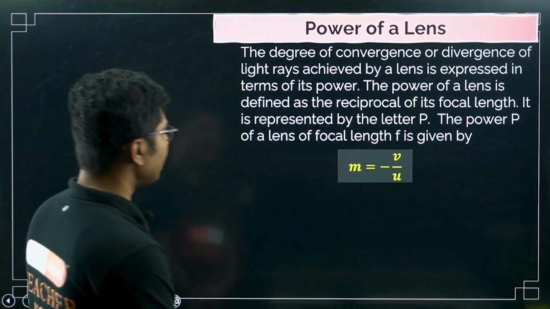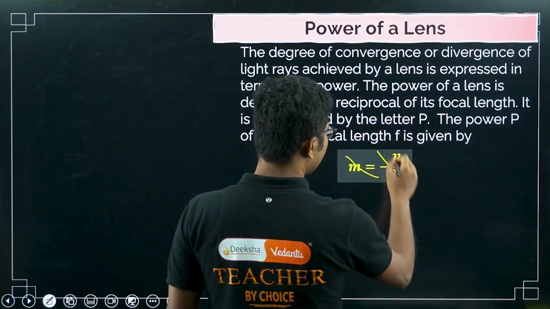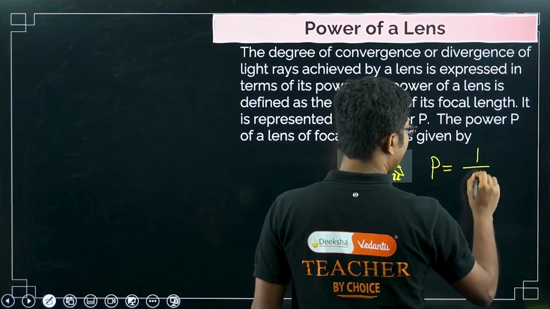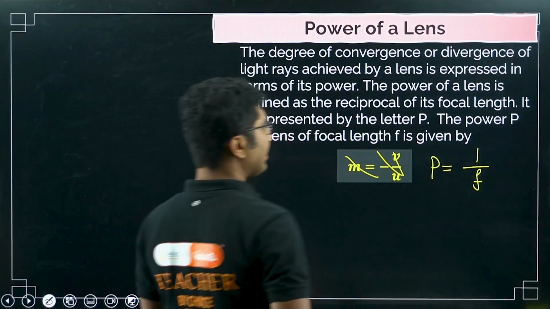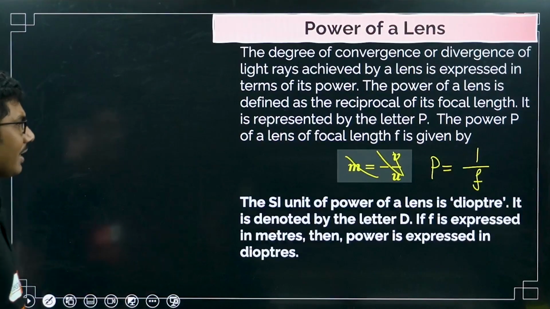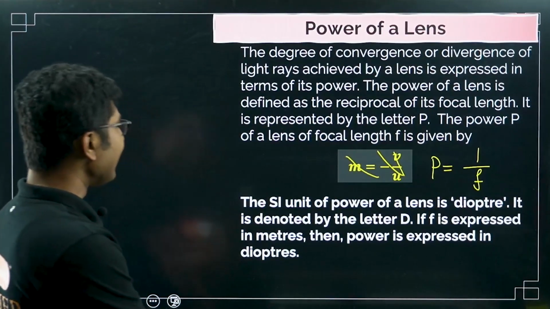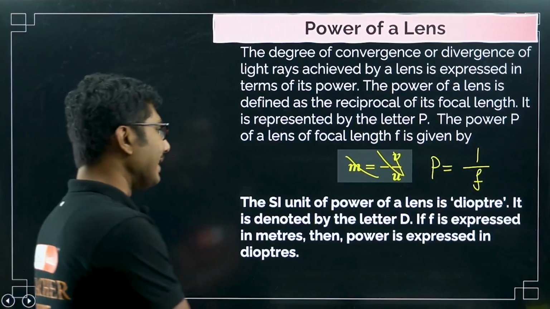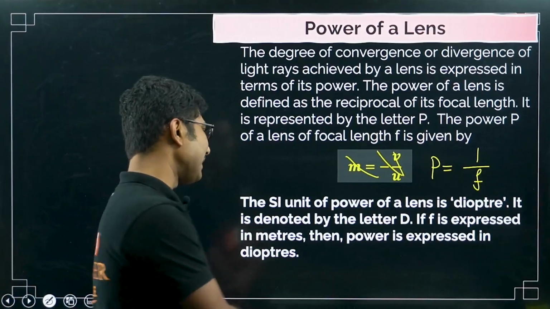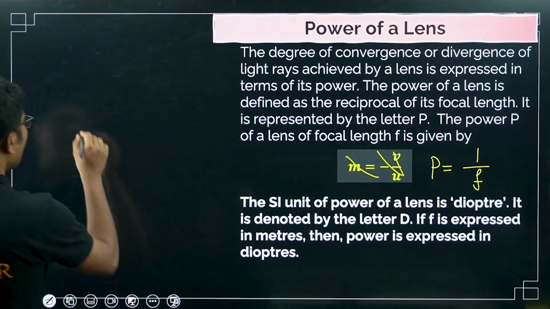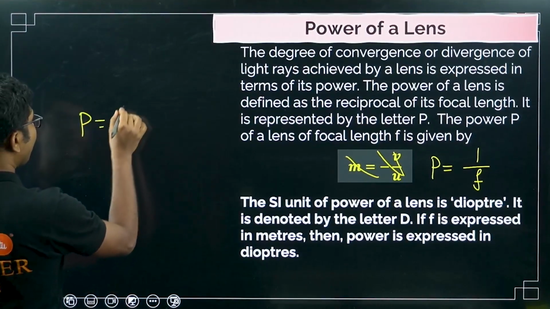Some mistake is here. This is not the power of the lens. The power of the lens is P equals 1 by f. The SI unit of power of a lens is the diopter. It is denoted by the letter D. If f is expressed in meters, then the power is expressed in diopter. So we have to remember that power is basically 1 by f.